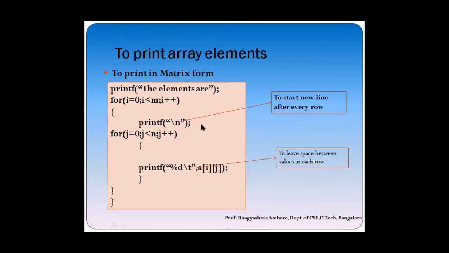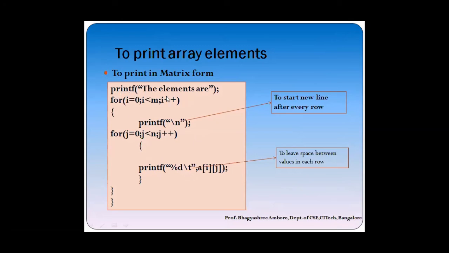Now we'll see how to print the array elements. After assigning the values, we need to print the array elements. Usually we use this two-dimensional array for the matrix purpose in a tabular fashion. Then we are using these 2 for loops, 1 to n. Whenever I start a new row, I'll start with a new line. Then I'll fill the values in a row. But how will I fill? I'll leave a tab space between the values. Clear?